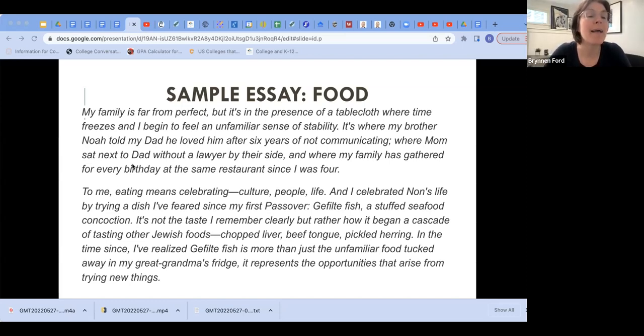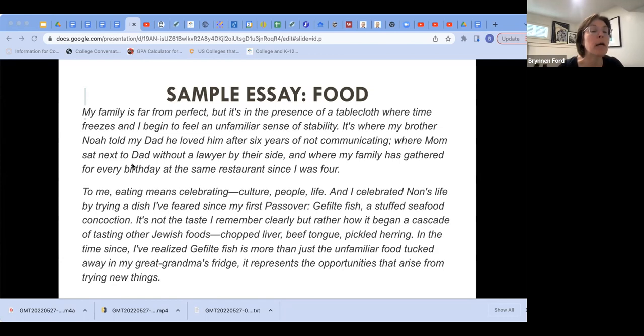Who knows? My family is far from perfect, but it is in the presence of a tablecloth where time freezes and I begin to feel an unfamiliar sense of stability. It's where my brother Noah told my dad he loved him after 6 years of not communicating, where my mom sat next to dad without a lawyer by their side, and where my family has gathered for every birthday at the same restaurant since I was four.